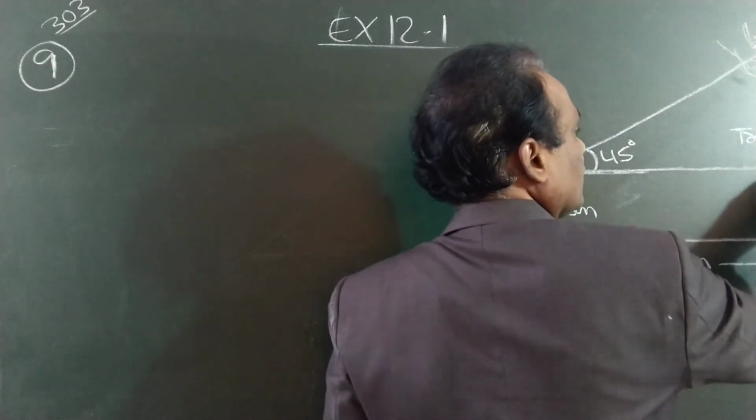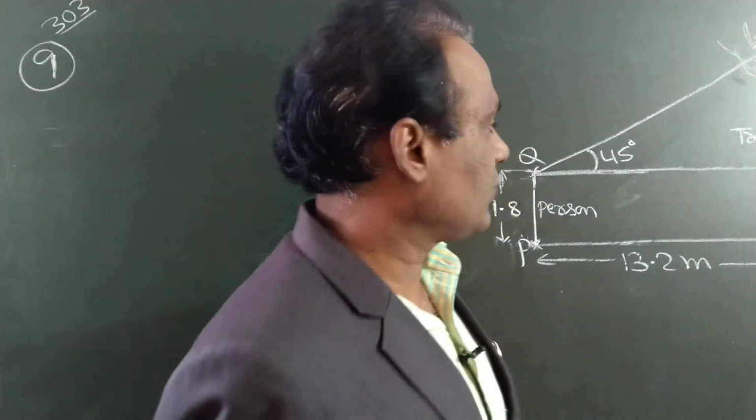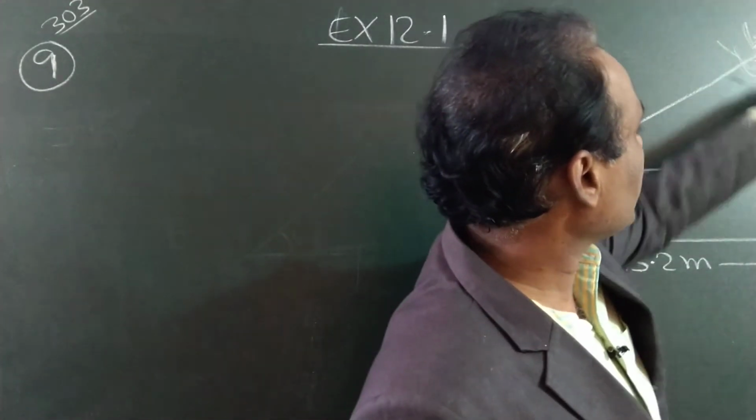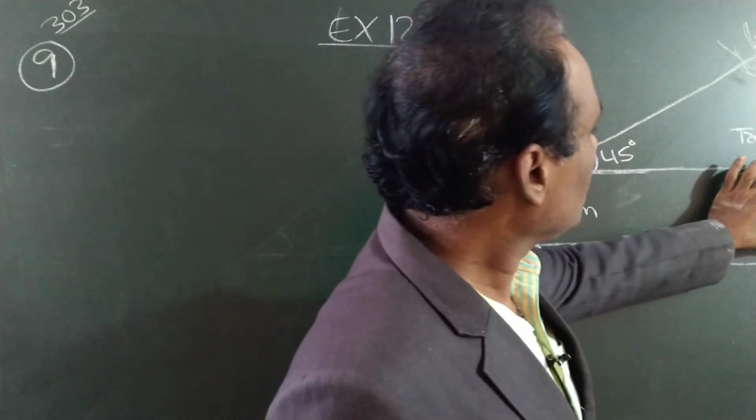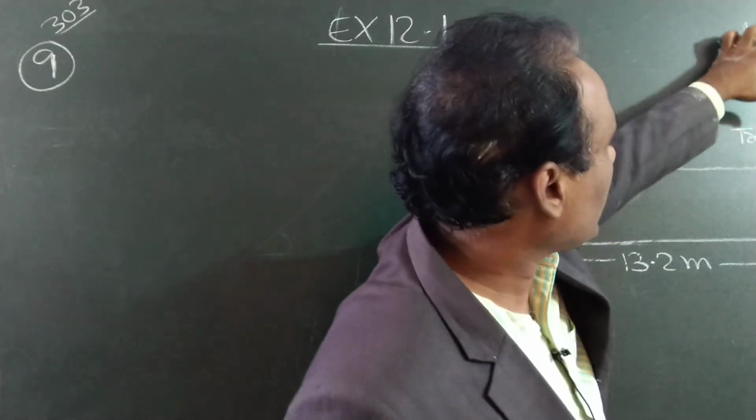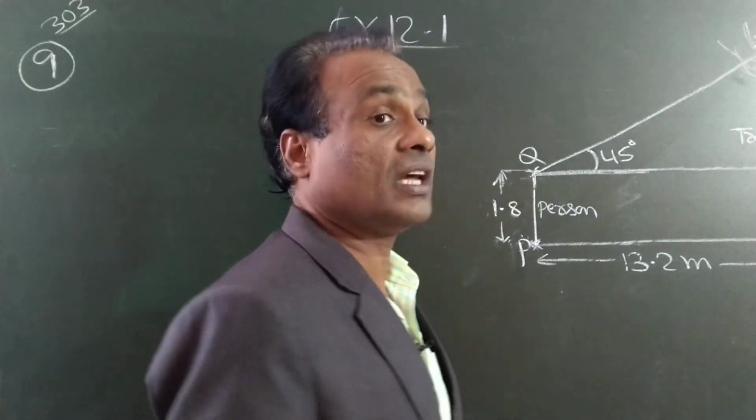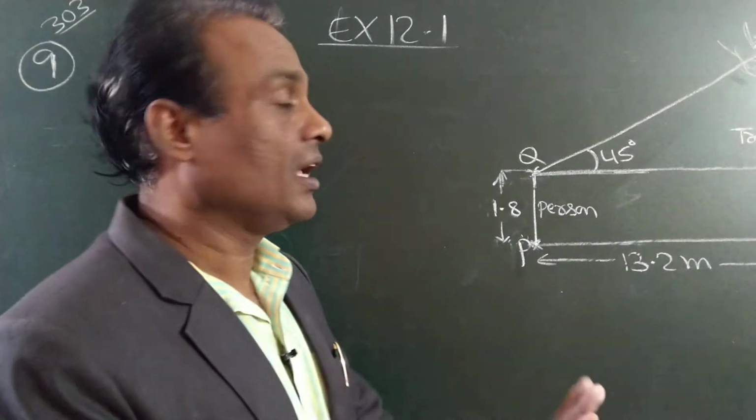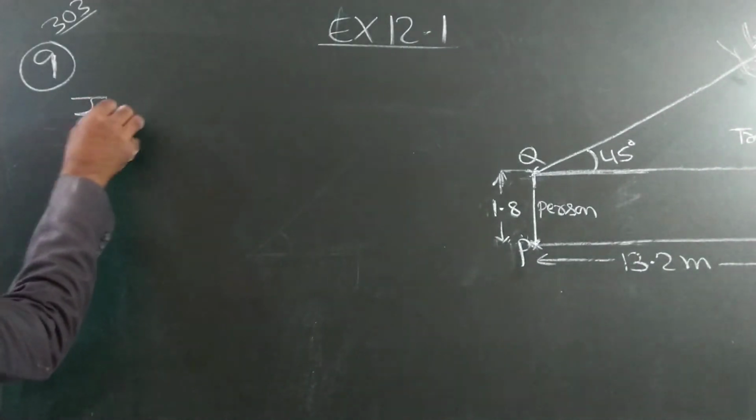Suppose I want this distance. See, the total height of the tree is h. This is 1.8, so I want this remaining distance. So h minus 1.8, h minus 1.8. Write very neatly. Don't write anything, I will give the notes.